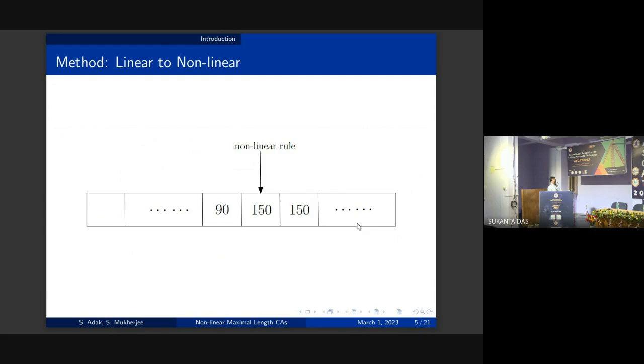So our proposed technique is, when we replace the linear rules by a nonlinear rule, then the CA will be a nonlinear CA. After that, we have to check whether the previous CA and the new CA have the same structure or not. If both structures are the same, then the new CA is obviously a nonlinear maximal length CA. So that is the proposed technique, and it looks very simple, but it's not actually.